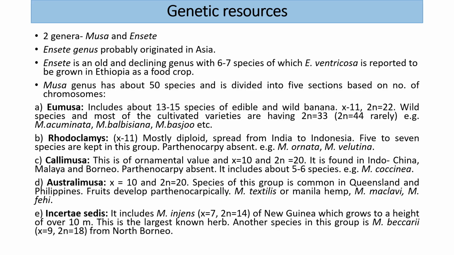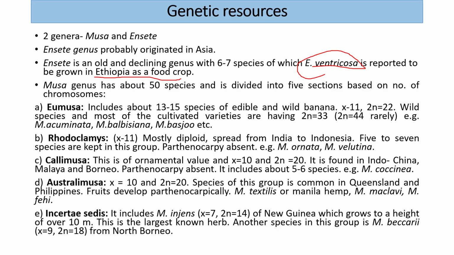So there are two genera, that is Musa and Ensete. Ensete is an old declining genus, and it originated in Asia, and it has about 6 to 7 species. Among these different species, Ensete ventricosa is reported to be grown in Ethiopia as a food crop.